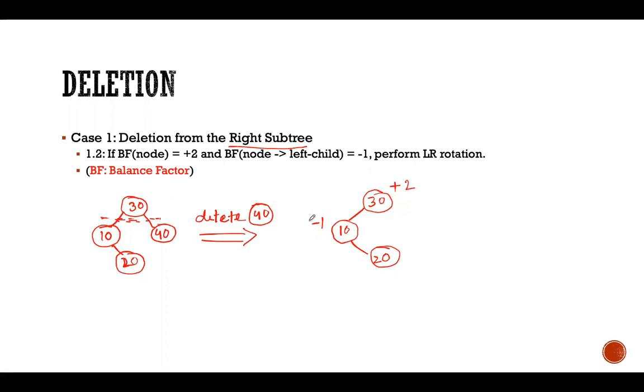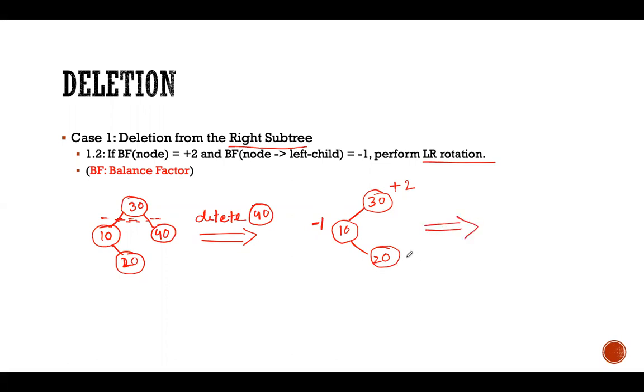And for the left child, it is -1. -1 means that for this node, its right subtree is heavier and its left subtree is lighter. So -1 means we're going to need an LR rotation. All right, we're going to need an LR rotation.